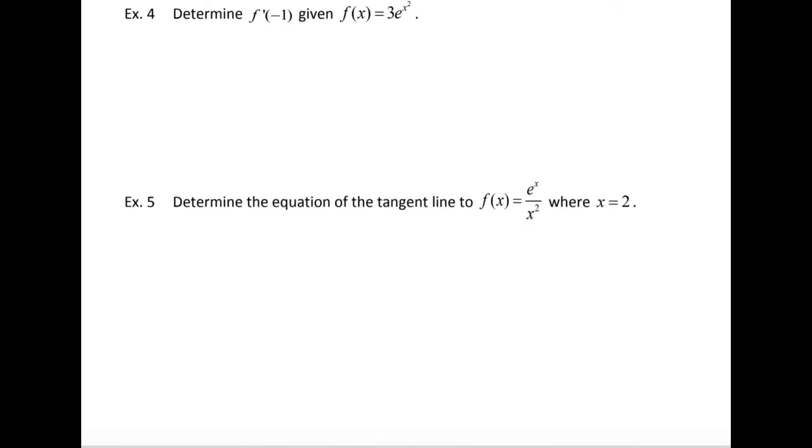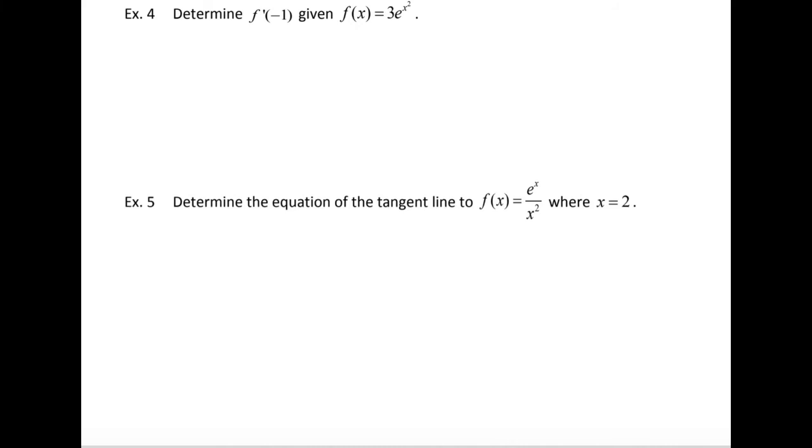For example number 4, not only do we have to find f prime, but we also need to find f prime at -1. That means the slope of the tangent when x equals -1. So first, let's look at the function. There's a 3, but there's no variable beside it. That means that's a coefficient. So we just need to differentiate e to the power x squared.